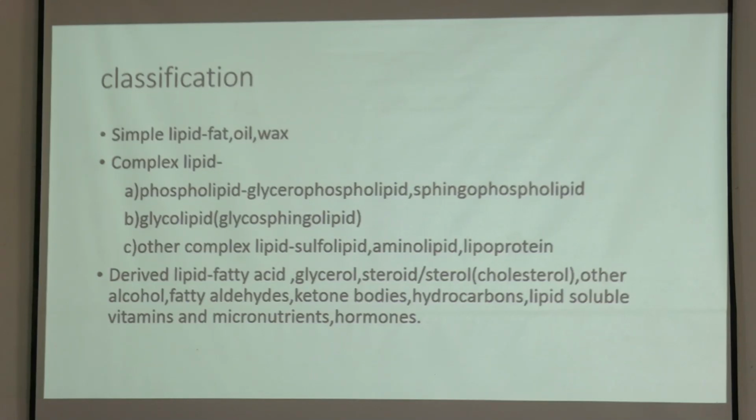phospholipid, glycolipid and other complex lipid. Phospholipid, you have seen lipid and there is phosphoric acid residue, so that is phospholipid. So phospholipid examples are glycerophospholipid and sphingophospholipid. Both have phosphate, but the alcohol is different. Glycerophospholipid has glycerol and sphingophospholipid has the alcohol sphingosine, which is an amino alcohol.